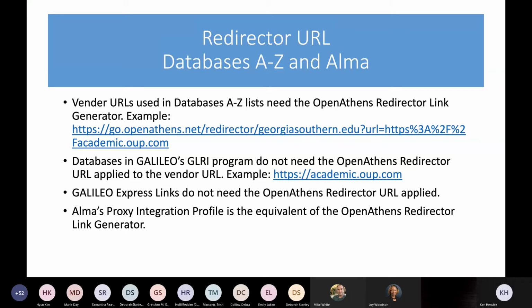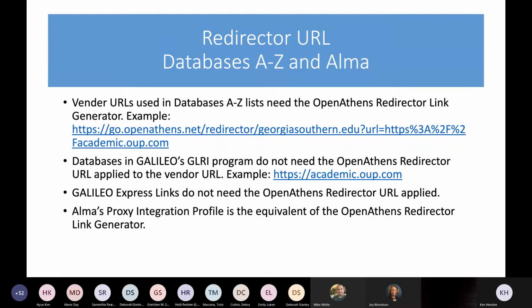So the redirector URL, if you're using vendor URLs in your database A to Z list, and this is if you have LibGuides and you're not taking advantage of GALILEO Express, and you just want to put a vendor URL on your site, you will have to run it through the OpenAthens link redirector or link generator. And this is an example for Oxford Academic journals. As you can see, it has the OpenAthens redirector URL, and it also has the vendor URL encoded following that.